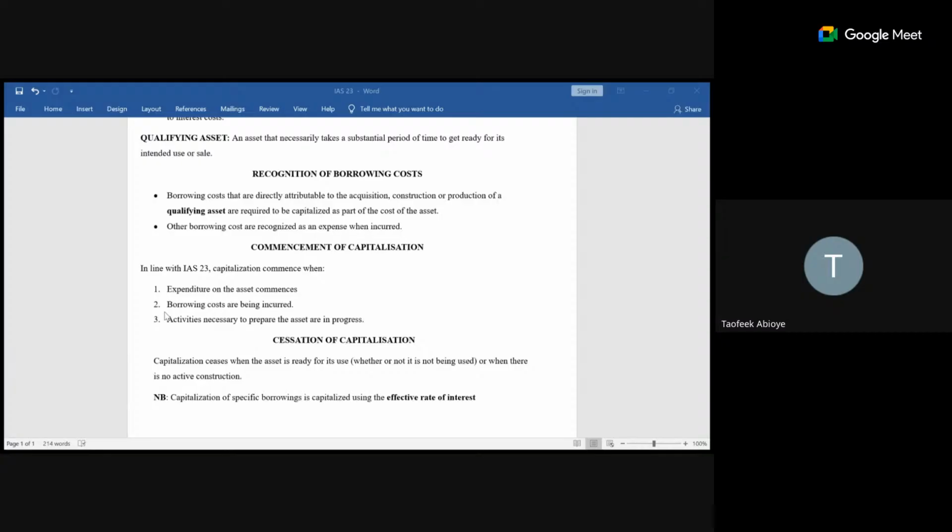I think it is 30th November, Abby. That is when we buy the asset. Until when it ceases, this is it. Capitalization ceases when it is ready for use. When was this machinery ready for use? 31st July.